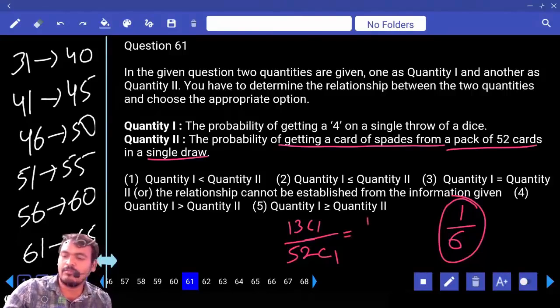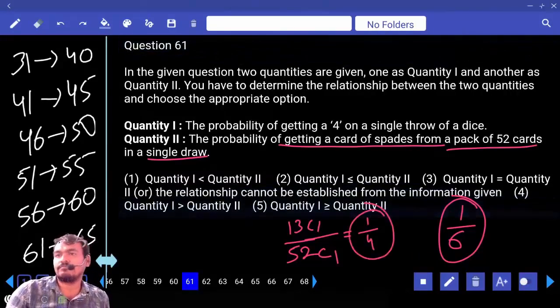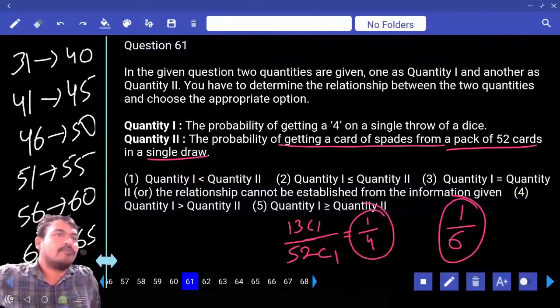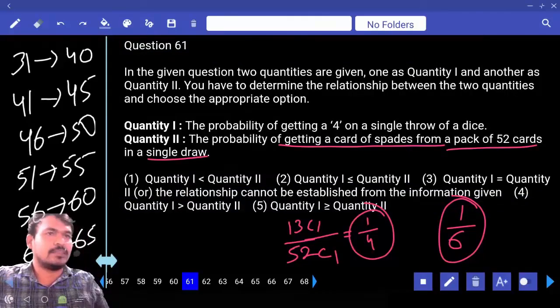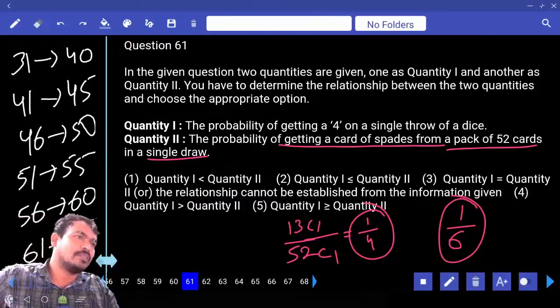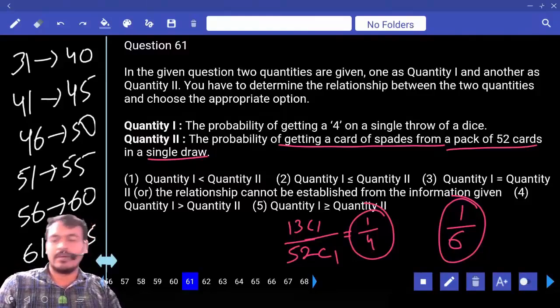What is the remaining value? 1 by 4. Out of 52 we take one card. That one card must be which one? Spade. Spades are how much? 13, meaning 13C1 by 52C1.